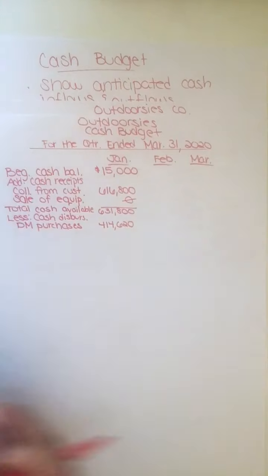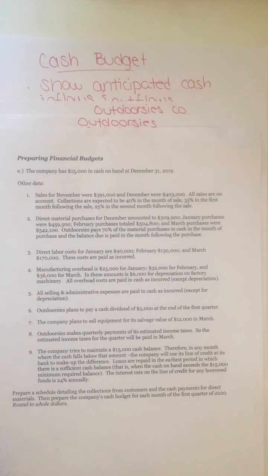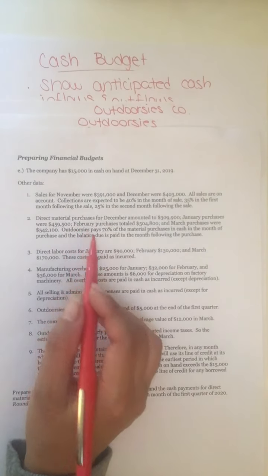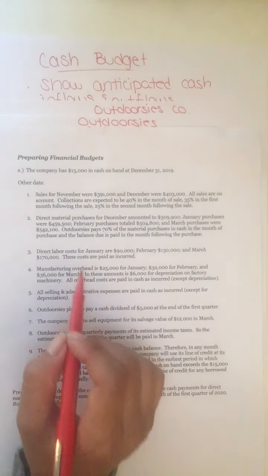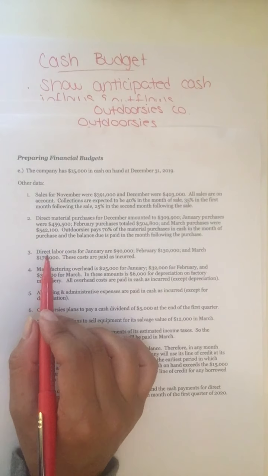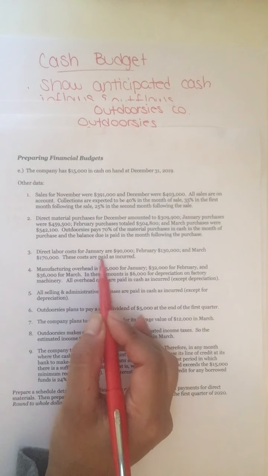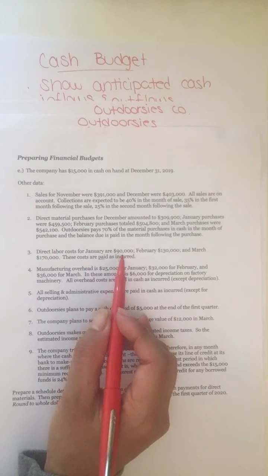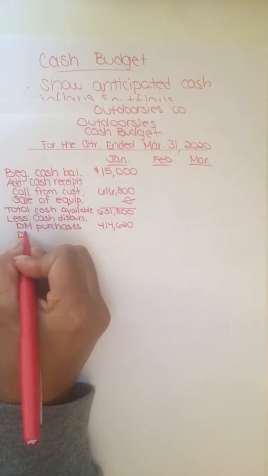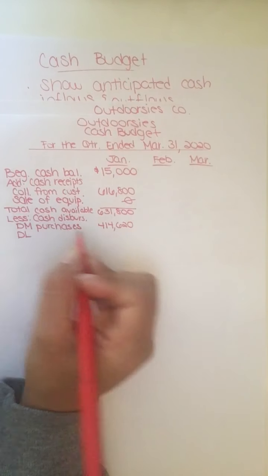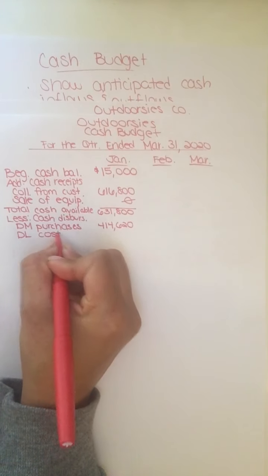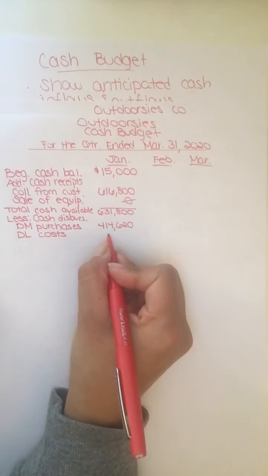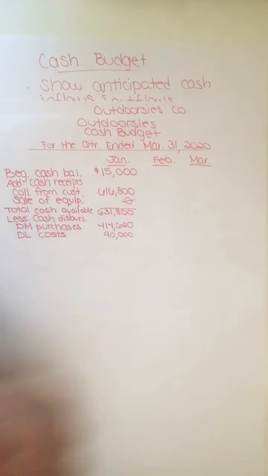All right, scan the rest of your data. We probably have other disbursements besides just our purchases, though that's usually our largest one. You can see here in item 3 that we pay direct labor costs. The costs are paid as incurred. That means that we are paying it out in cash. So January direct labor costs are $90,000. But normally we'd get that from the direct labor budget, DL, direct labor costs. So our direct labor costs, $90,000. Moving on.